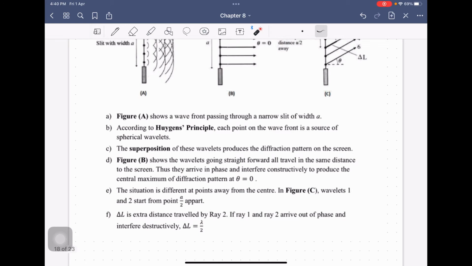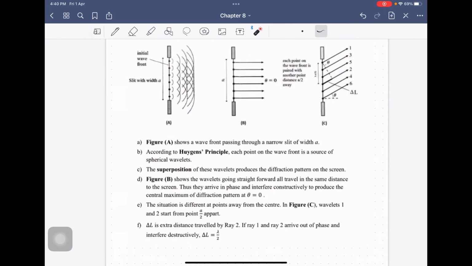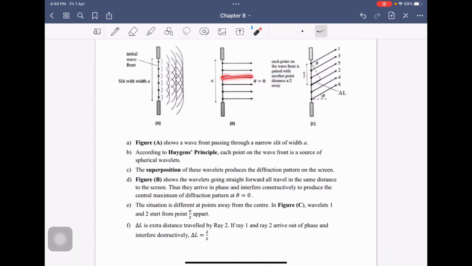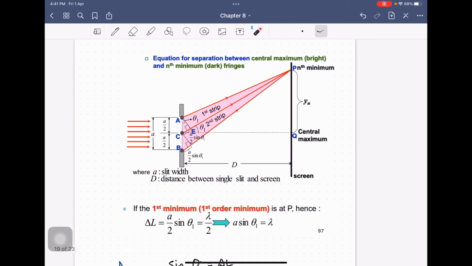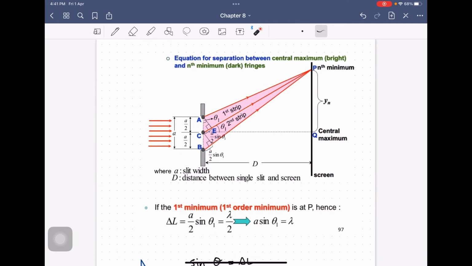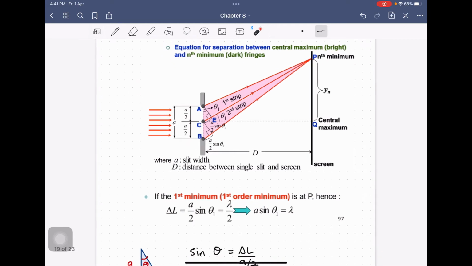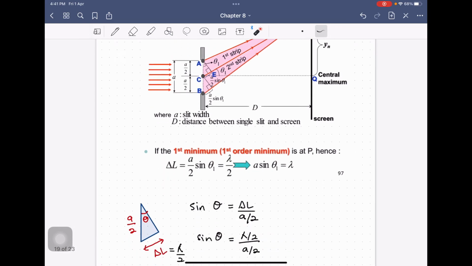Okay, the situation is different at points away from the center. Okay, that one is at the center lah. So situation is different at point away from the center, which is kita akan lihat pada figure C. Alright, so untuk figure C ni saya akan explain based on this part. Okay, for example, if the first minimum ataupun first order minimum is produced at point P, so apa yang akan berlaku, kita akan lihat kepada path difference.